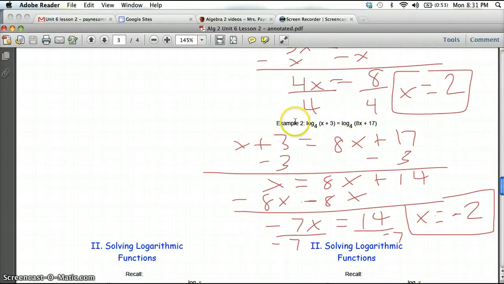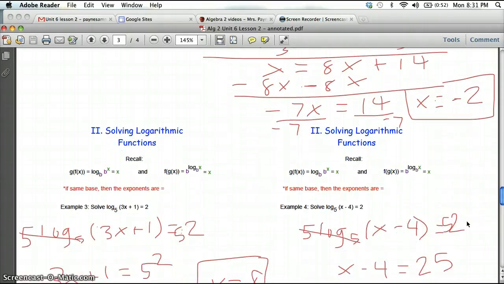Down here, log base 4 and log base 4, we don't need to change our bases. So x plus 3 is equal to 8x plus 17. You're going to subtract 3 from both sides, and you get x is equal to 8x plus 14. Okay, you're going to go ahead and subtract 8x. You're subtracting 1x from 8x, so it becomes a negative 7x, which is equal to 14. You're going to divide by a negative 7, and you get x is equal to a negative 2.